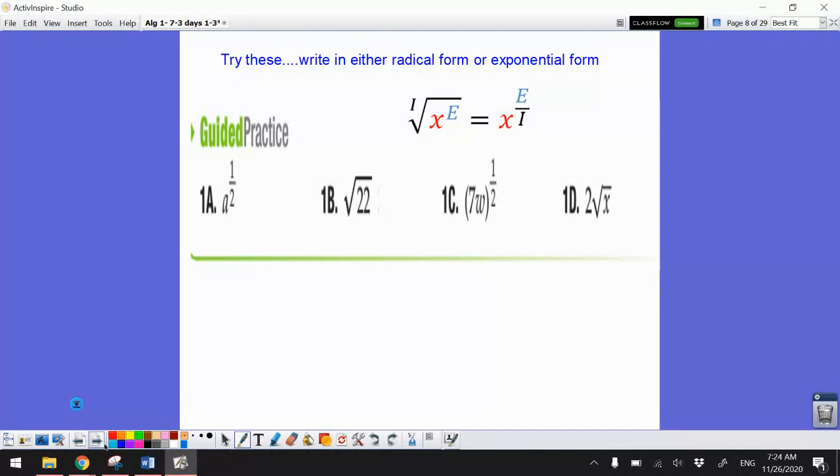Okay, let's look at some more. Let's see if we can come up with these. So hit pause, see if you can write these either in radical form or exponential form.